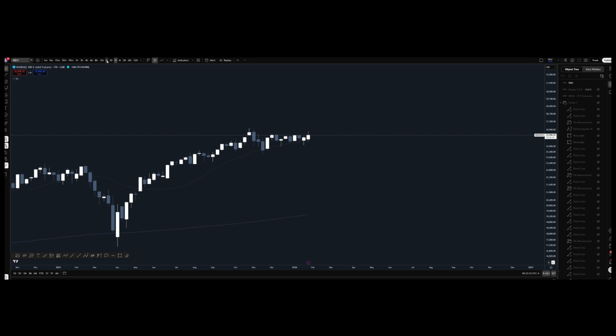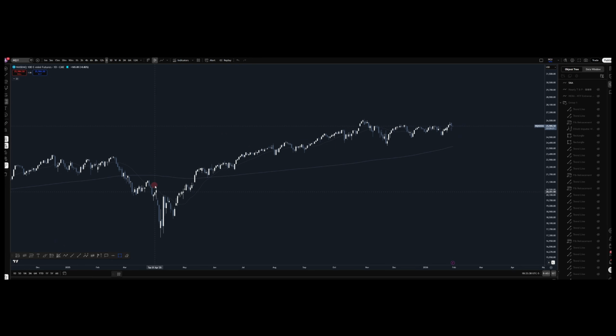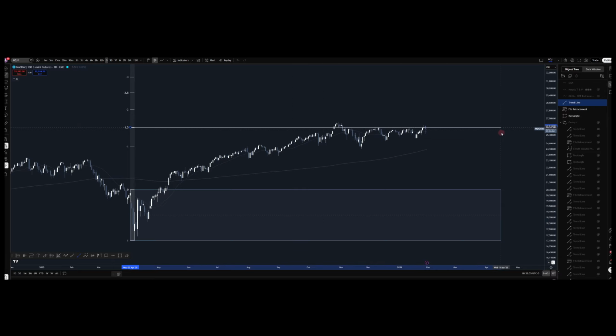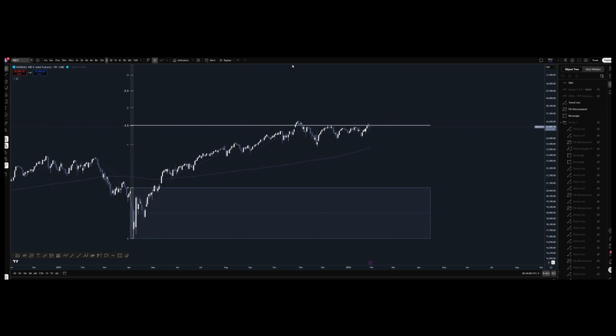All right, we'll jump down to our daily. So on the daily, we have our main manipulation zone down here. Got our standard deviation, and we've been watching that SD 1.5, which we hit, and then we were expecting that to go into a reaccumulation, which we can see we're getting at the moment. We're just getting this whole consolidation range.